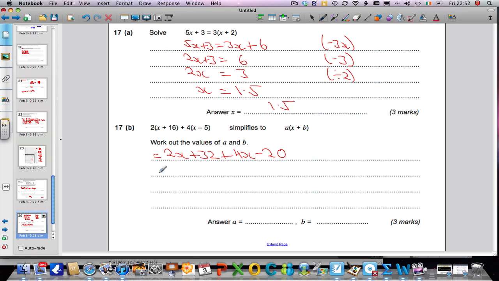Right, tidying up. 2x and 4x is 6x. 32 take away 20 is 12. So we got 6x plus 12. We want it in this form, which means if you look at this closely, I can factorize this. I can factor out the 6, and 6 multiplied by x plus 2 is this expression factorized fully. And if you look closely, a must be 6 and b must be 2.